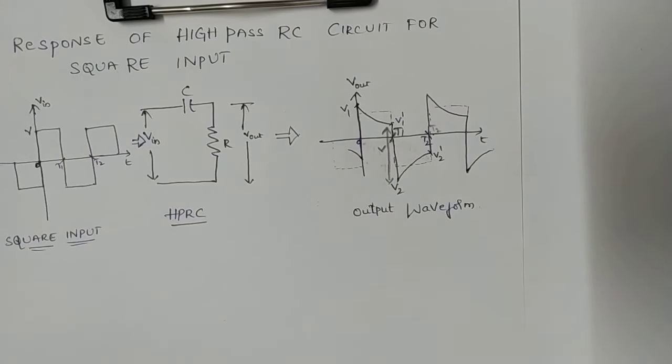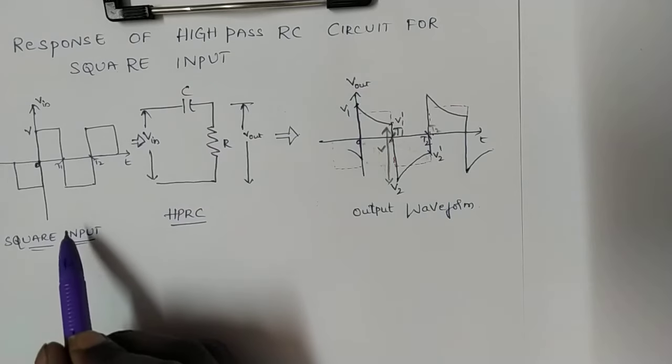Today we discuss the response of a high-pass RC circuit for square input. In the previous sessions, we have discussed the step input signal applied to a high-pass RC circuit and low-pass RC circuit, and we have observed the response of the output waveform. Now we are going to study the response of a high-pass RC circuit for square input.